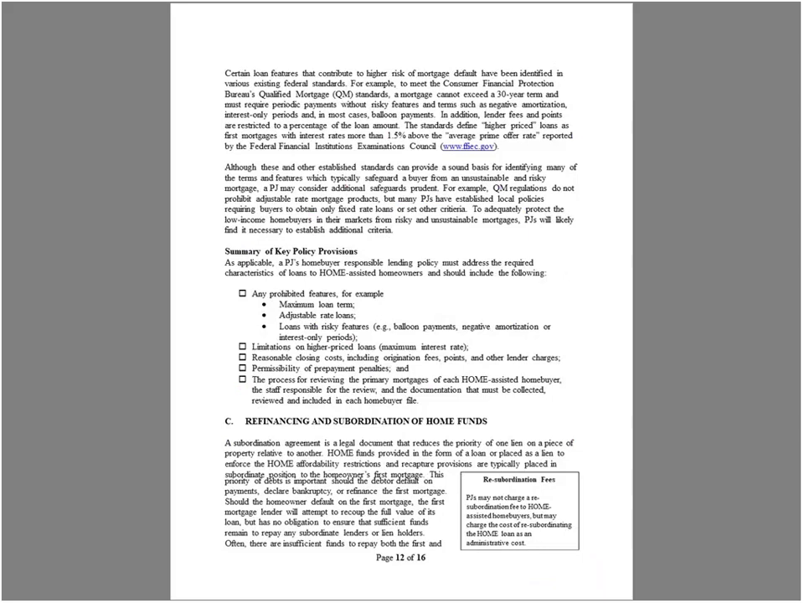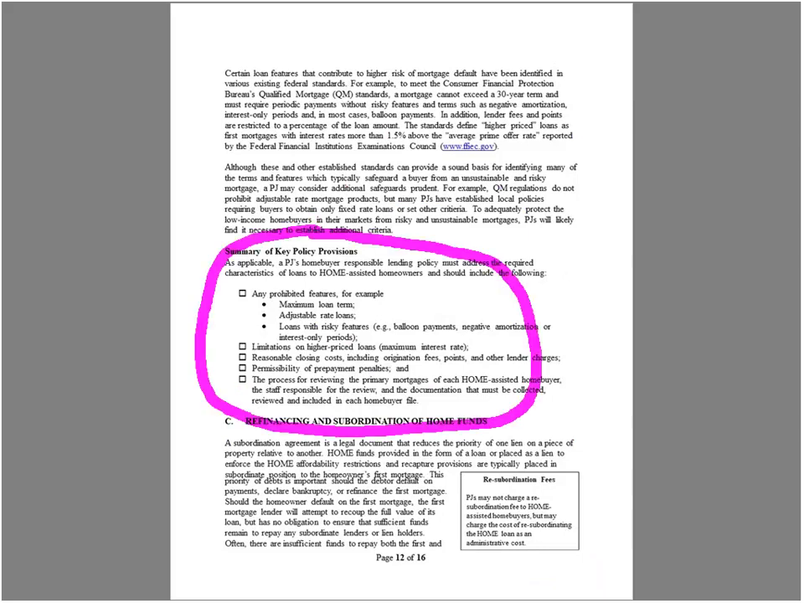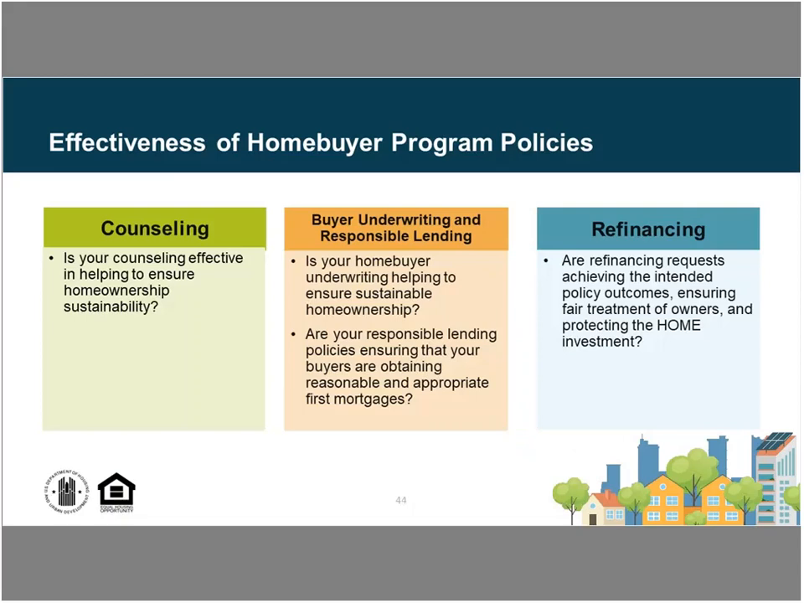And so if you look right here, this is page 12 of the notice, it goes into more information about those key provisions. So making sure that you do not have any prohibited features. They provide some prohibited feature examples. Also, limits on high-price loans, making sure that the review for the primary mortgage is being conducted. So these different things are listed in here as well.